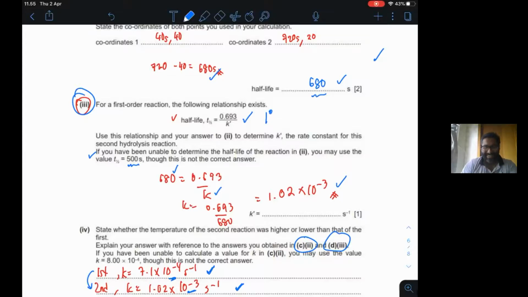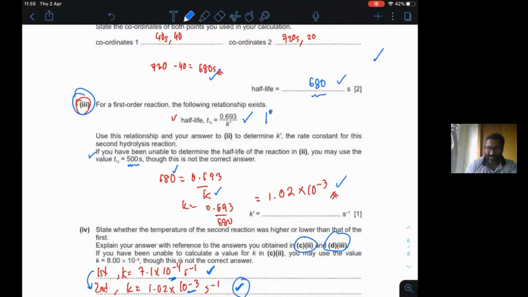Yeah, Justin. Which one do you think is actually a bigger value? 7.1 times 10 to the -4 or 1.02 times 10 to the -3? 1.02 times 10 to the -3. Yes. This is going to be a bigger value.